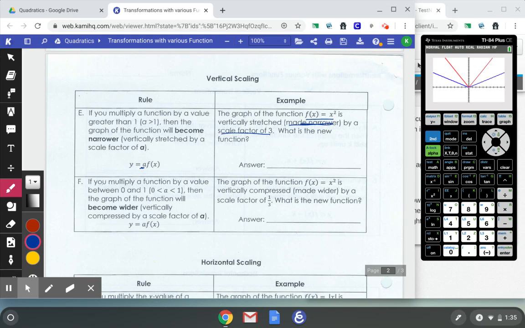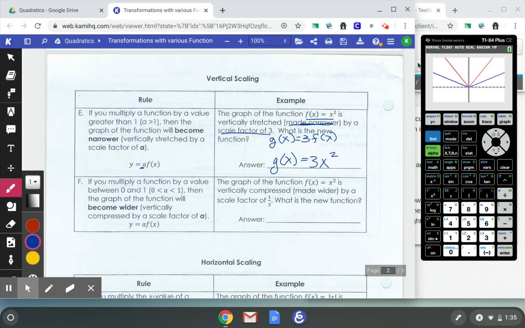What is the new function? So I'm going to call my new function g of x. And since this is a vertical stretch by 3, I'm going to take 3 and multiply it by f of x. So now what would my new function be? g of x equals 3 times f of x. Well, f of x was the function x squared. All right, so that would represent a vertical stretch.